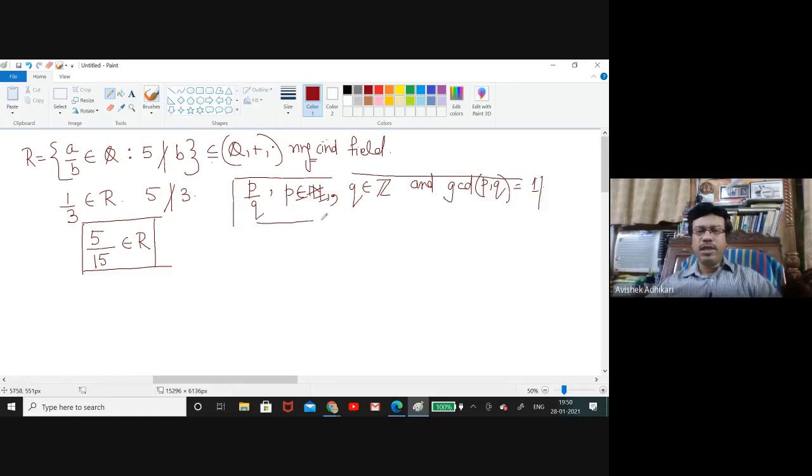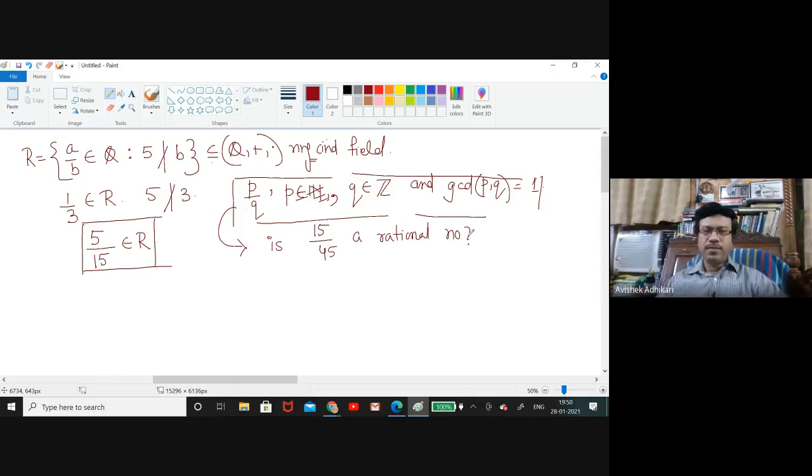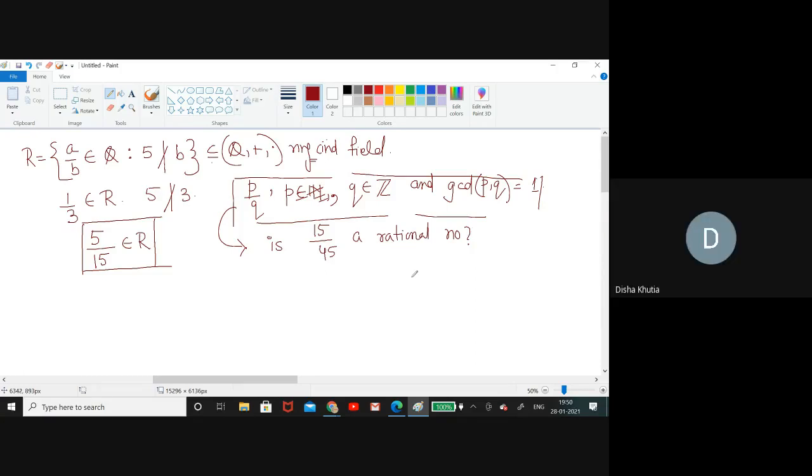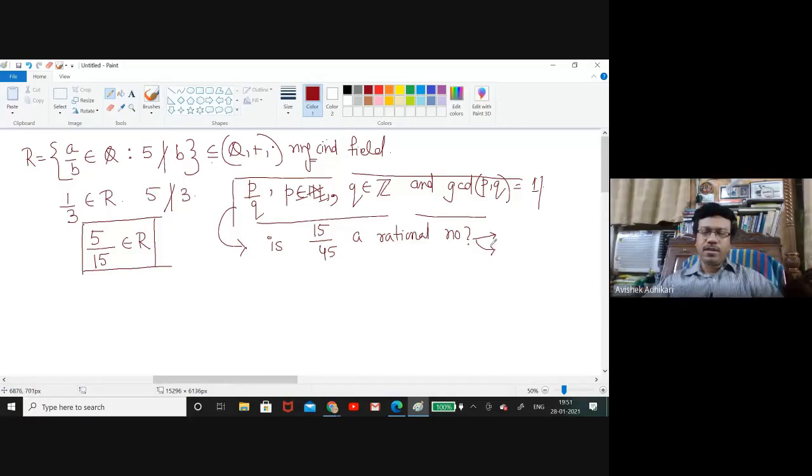So that is your definition of a rational number, right? I think many of you will agree with him. Now my question to you is: is 15 by 45 a rational number? So what would be your answer? Yes. Actually, each rational number represents a class, where I can take the relation on R2 such that A, B and C, D are related if A by B equals C by D.